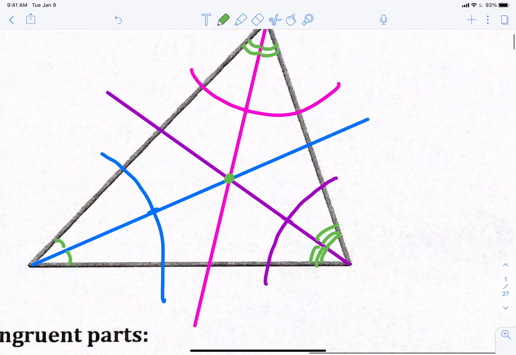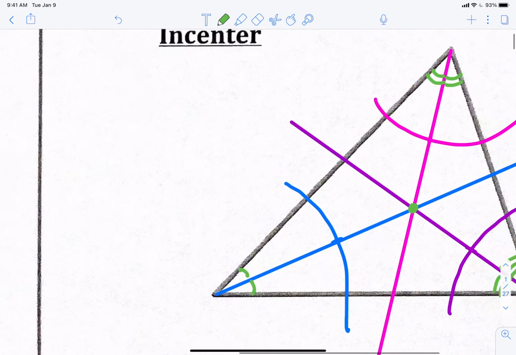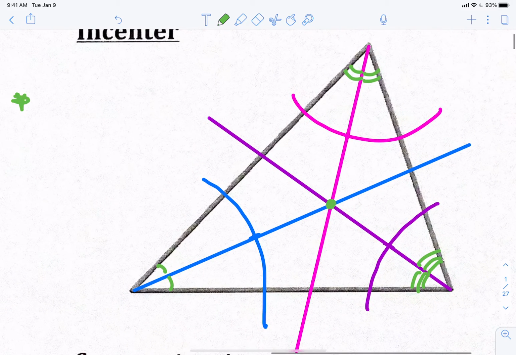Okay, so I'm going to put a little star right here.